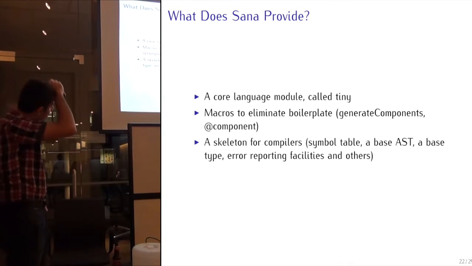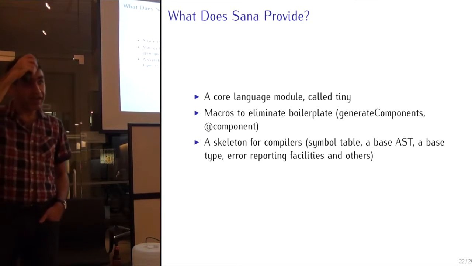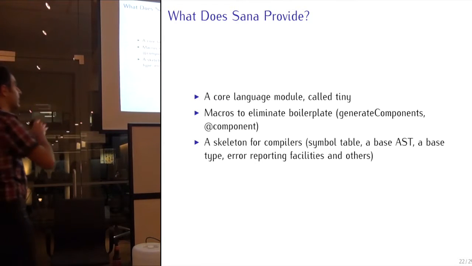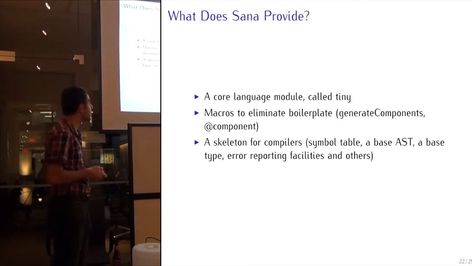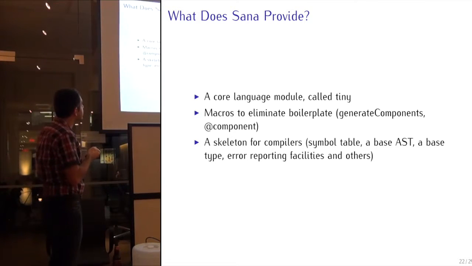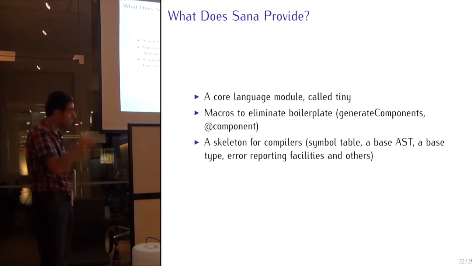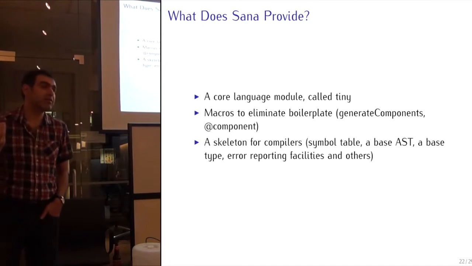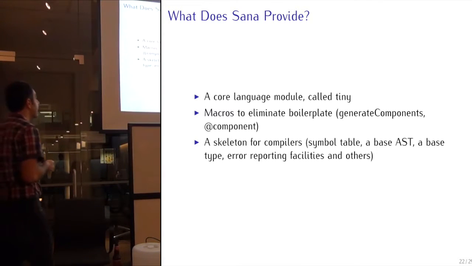So yeah, if you look at the framework, it provides some core language, which we call planning, and it provides only the infrastructure and shapes the compiler, but it doesn't provide anything special. Then we have some macros like these generate components, and these are just there for eliminating boilerplate. They don't do any magic.